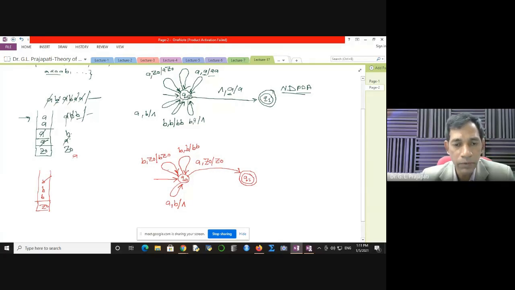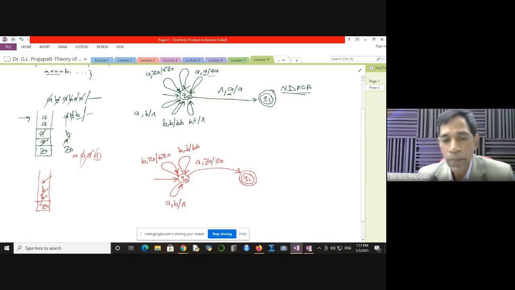As soon as you come to know that you have more number of A's, you can have A and you are going to delete. Further you can find A, you can delete this. Further you can find A, you can delete this. And further you have A and the top becomes Z0, means you have more number of A's now. You transit to the state Q1.